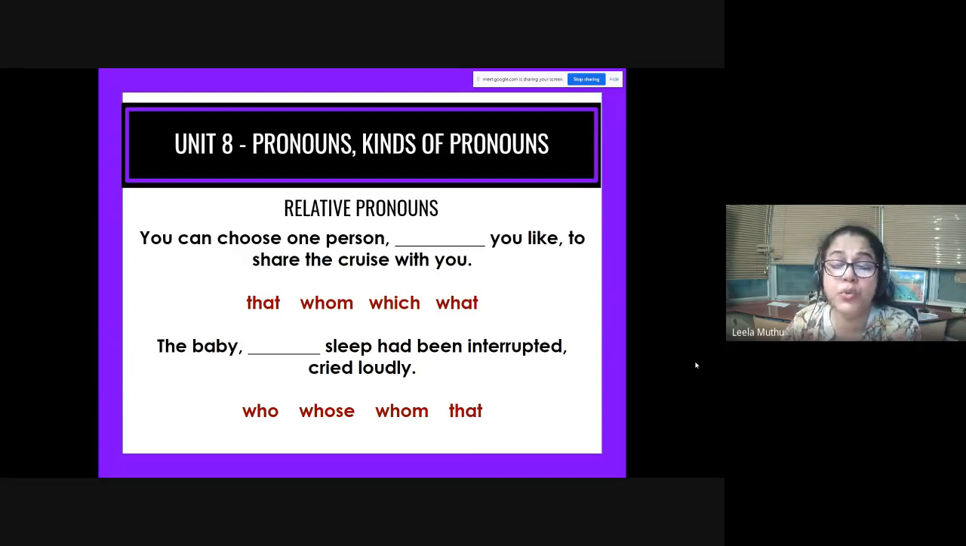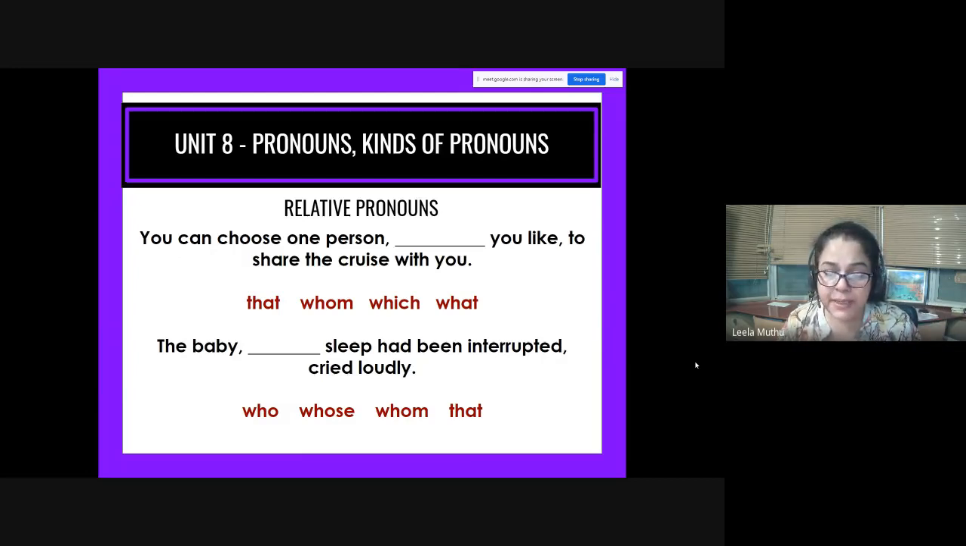So you can choose one person who you like or whom you like. If you guessed whom, that is the correct answer. You can choose one person whom you like to share the cruise with you. Okay, the next one, the baby. Person. Immediately who or whom will come in this sentence.